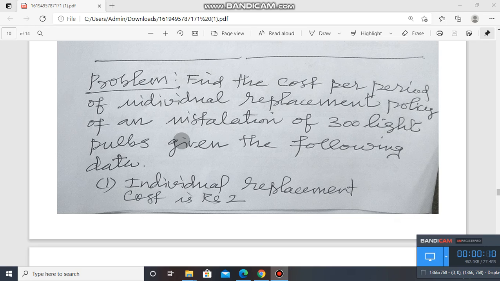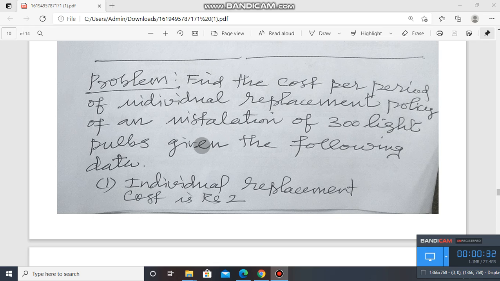It is coming in the replacement problem, which fails suddenly. That type of problem is what we are discussing about, the item which fails suddenly. That's what we are going to discuss, this type of problems now.